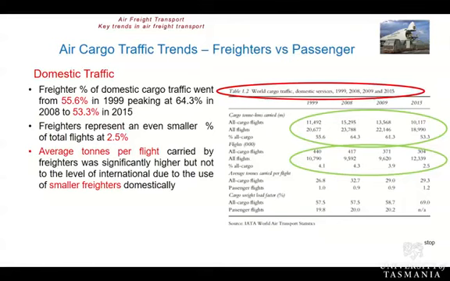And then we translate that into a look at the average tonnes per flight, a similar type of multiplier effect, but even greater domestic versus freighter. What we can see there in 2015, freighter flights were carrying 29 times more tonnes on their flights than were passenger flights.